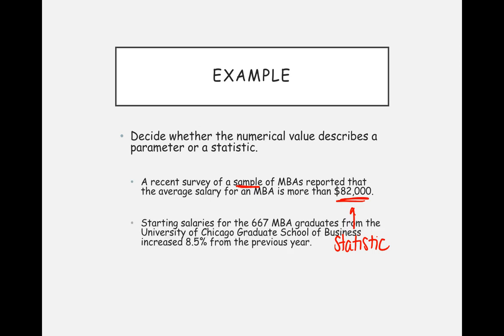This second one here, the number is the 8.5%. And it's starting salaries for the 667 MBA graduates. So this is the whole group, or the population. So the 8.5% is describing the population, which means that it's a parameter.